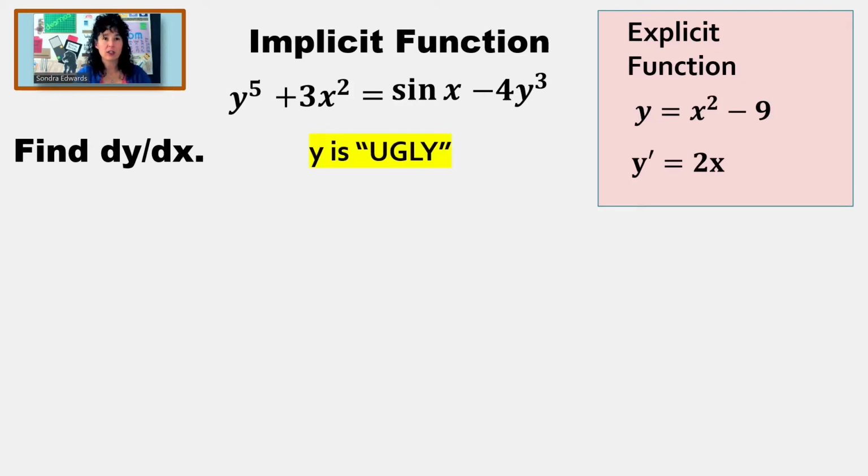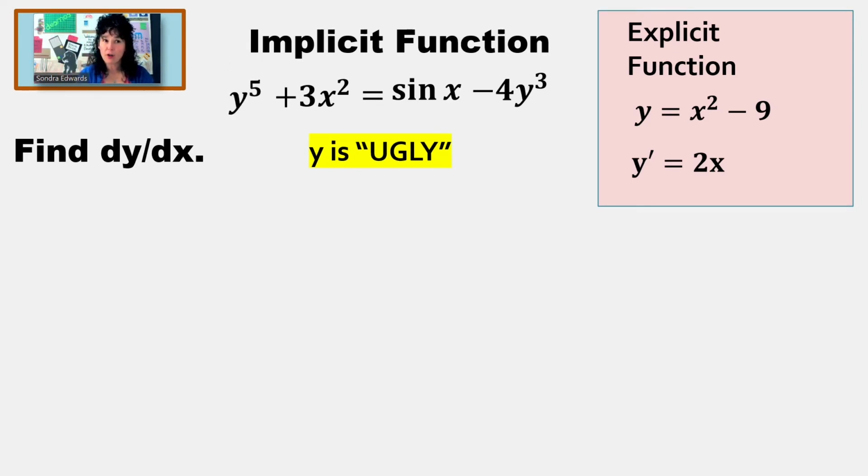Let's tackle each one of these, keeping in mind that y is the ugly, right? It's the input function. And that means that if it is not something that's just x, we're going to have to chain on the derivative. All right, let's go ahead and tackle that one first. Y to the 5th power.